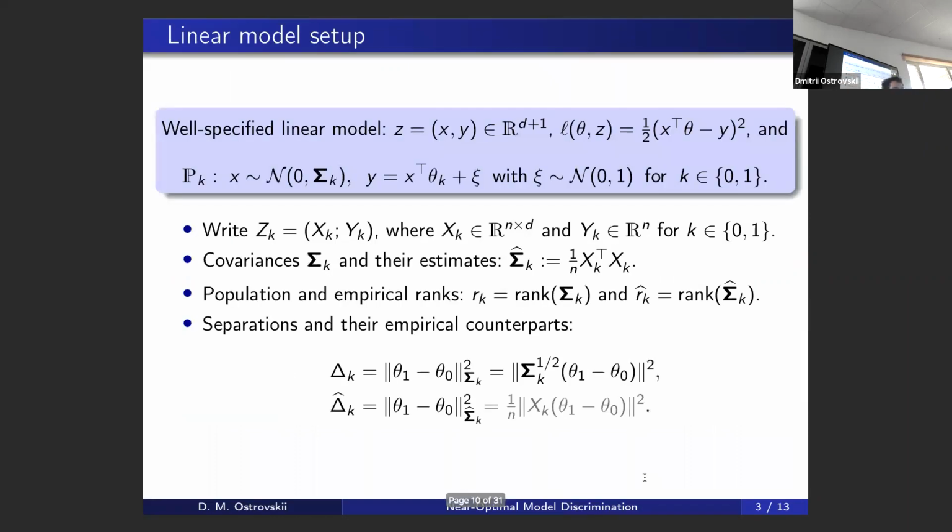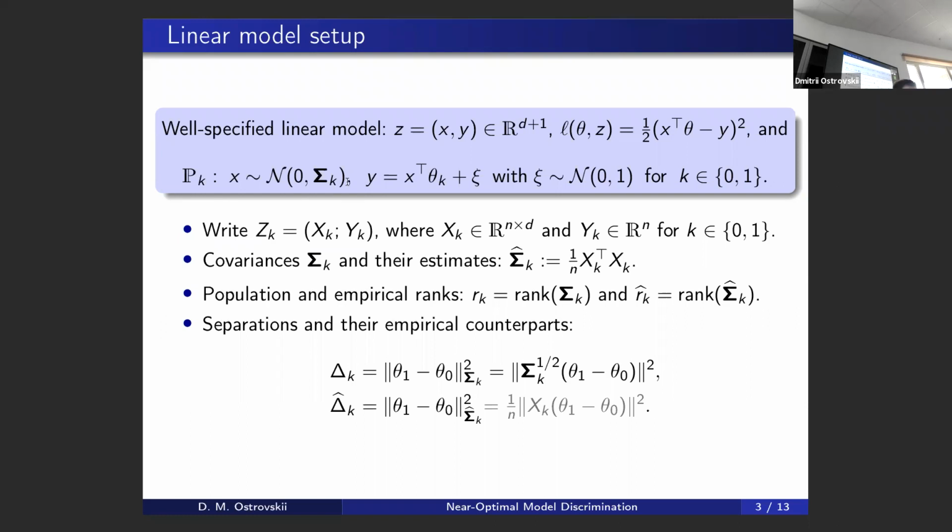Okay, so let's talk about linear models. Let's keep things specific. So consider the well-specified case. Let me formulate the setup of a well-specified linear model in that language. My observation Z is in R^(d+1). It's a random pair X and Y. X is the design. My loss is the squared loss: (X transpose theta minus Y) squared.